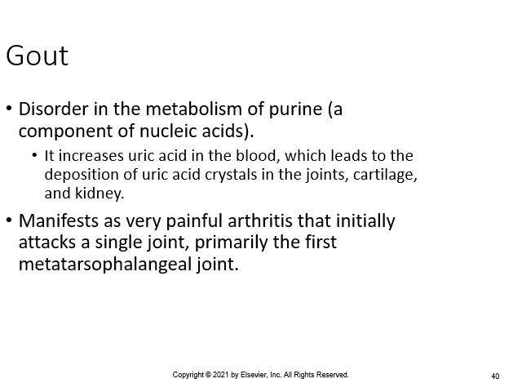So gout is a disorder of the metabolism or the breakdown of purine, and purine is a component released when nucleic acids break down as part of the body's metabolism. If that purine is not properly broken down, you can end up with elevated levels of uric acid in the bloodstream, and these elevated levels of uric acid like to collect in synovial joints. Primarily the joint we think of with gout is that first metatarsal phalangeal joint, and those uric acid crystals settle in that joint and cause extreme pain and inflammation.